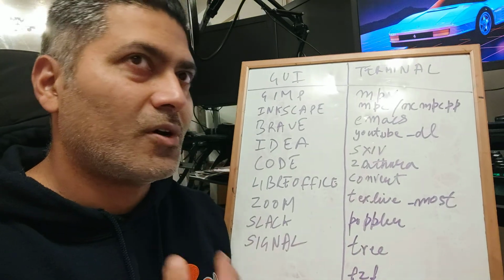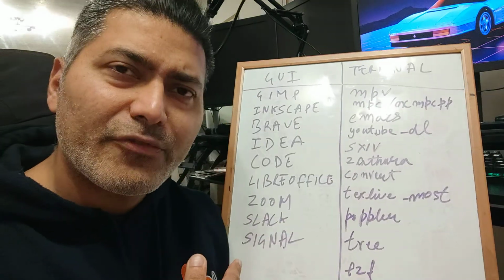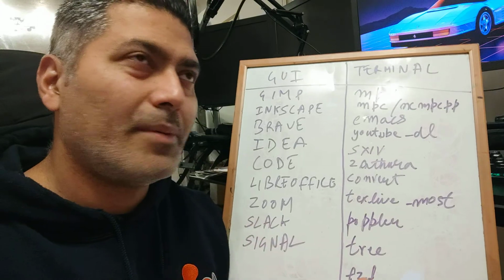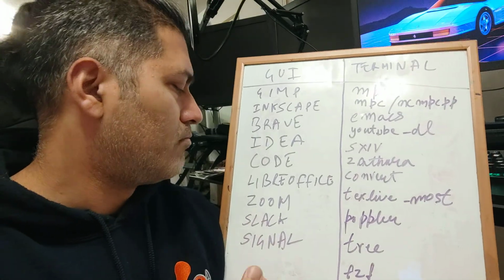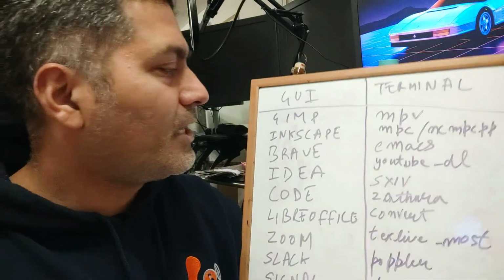The next one, the last one I have in the list is Signal, which is of course like I use the desktop version because I don't really think Signal has a web interface. WhatsApp has a web interface which I use, but not really Signal. Maybe there is, but I'm not really aware of it. So I just have this Signal desktop installed. So these are all the GUI based applications.